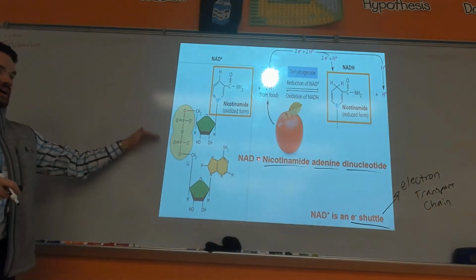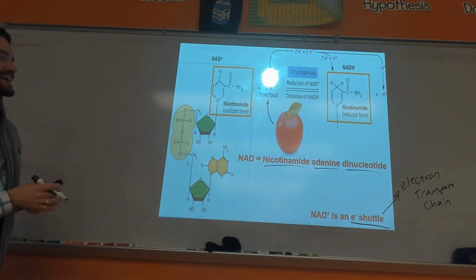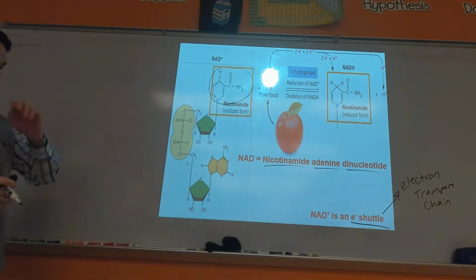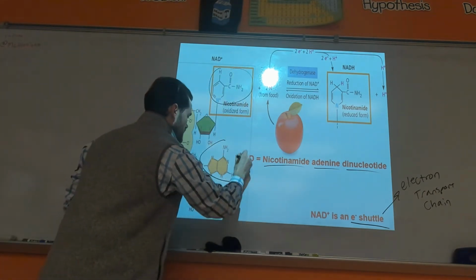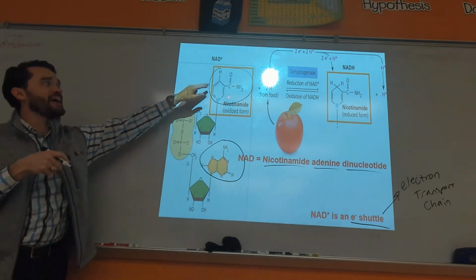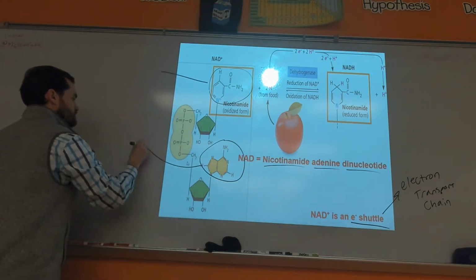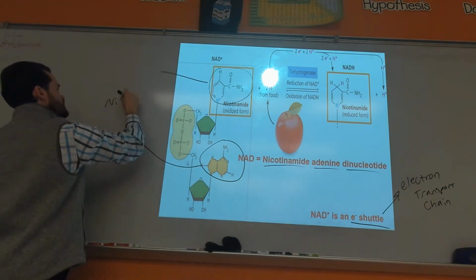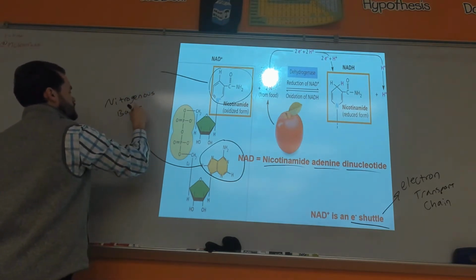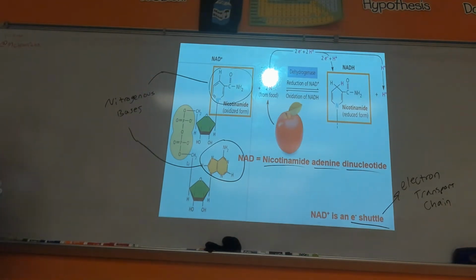NAD comes in here. Breaking down what this molecule is, nicotinamide, that is referring to this part specifically. Adenine, that's referring to the adenine nitrogenous base. Nicotinamide is also a nitrogenous base. These are both nitrogenous bases. You saw nitrogenous bases when we were going over nucleic acids. They were made of nitrogenous bases, so your DNA and your RNA.